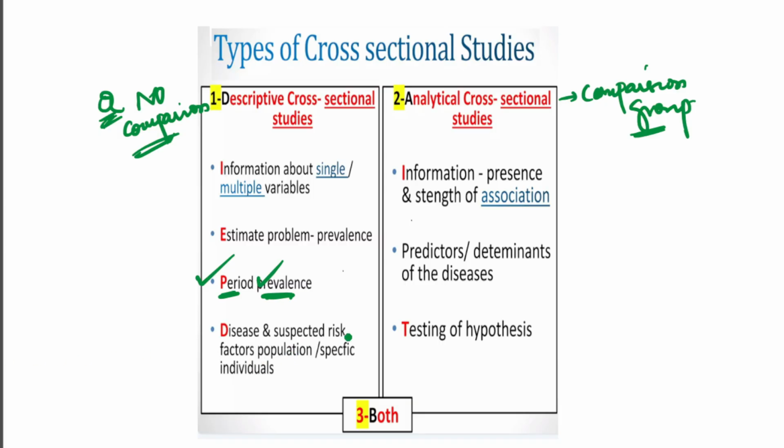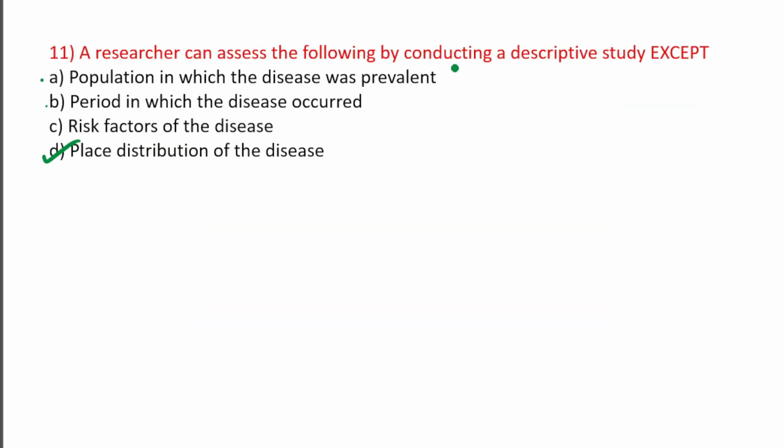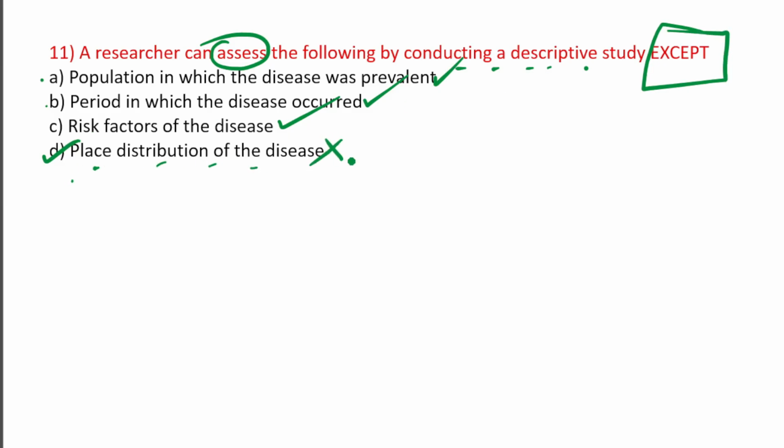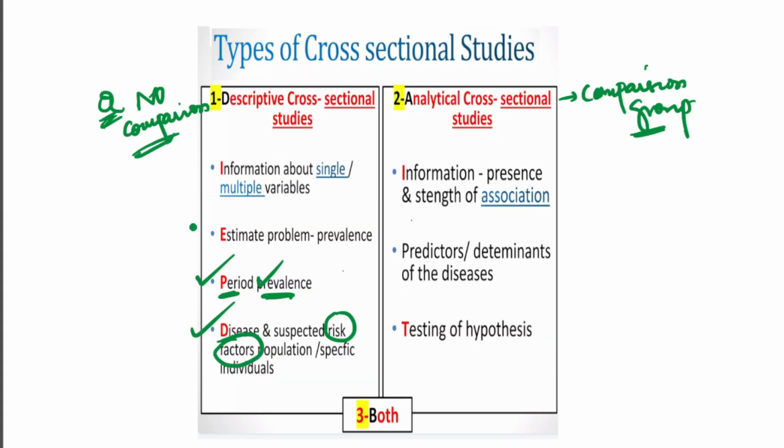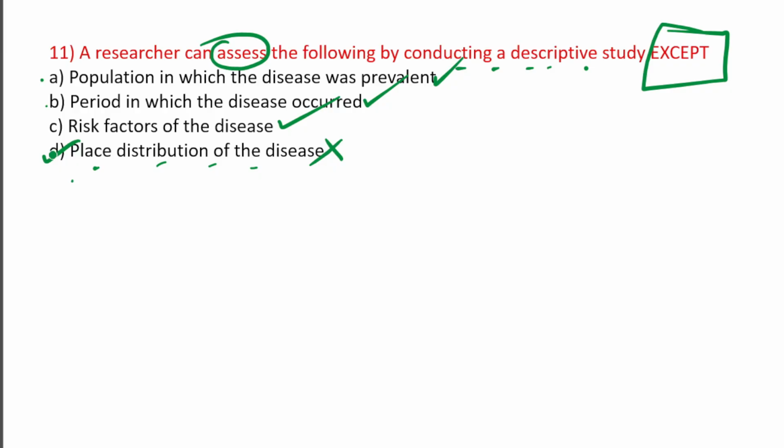Even the risk factors have also been mentioned in the descriptive type of analytical studies. So, by conducting a descriptive study, a researcher can assess the population in which the disease was prevalent, the period in which the disease occurred, and the risk factors of the disease, except the place of distribution of the disease. This is not mentioned anywhere in the descriptive cross-sectional studies. So the option for this question is option number D.